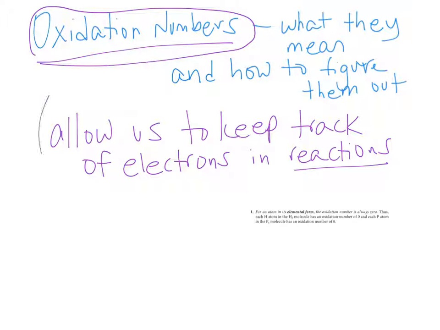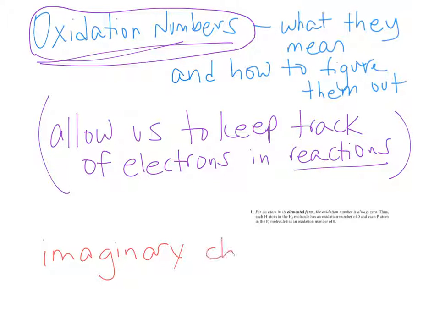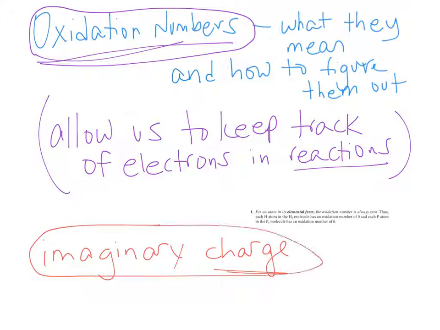So oxidation numbers allow us to keep track of electrons in reactions. And really, you should think about oxidation numbers as being kind of imaginary charges, okay? You know, we learned ions have real electric charges. Well, now we're going to assign electrons to everything in a reaction. So an oxidation number is kind of like an imaginary charge for each element. So let's see what we mean.